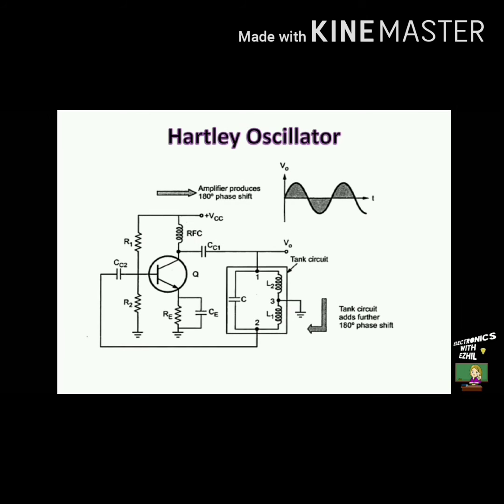When the power supply is switched on, the capacitor C starts charging towards VCC. When the capacitor is completely charged, it starts discharging through the inductors L2 and L1. Because of this, current flows through the inductors L2 and L1. So due to the current flow, magnetic field will be set up around the inductors. When the capacitor is completely discharged, the maximum current flows through the circuit. At this instant, the electrostatic energy in the capacitor is converted into magnetic energy in the inductor.